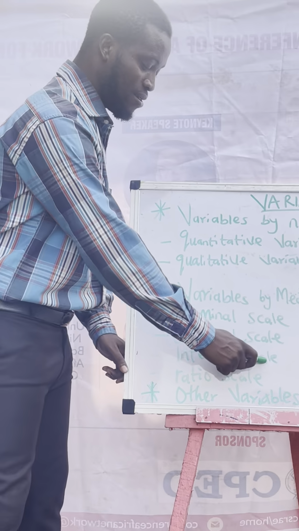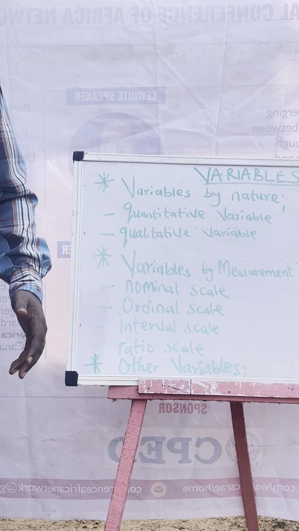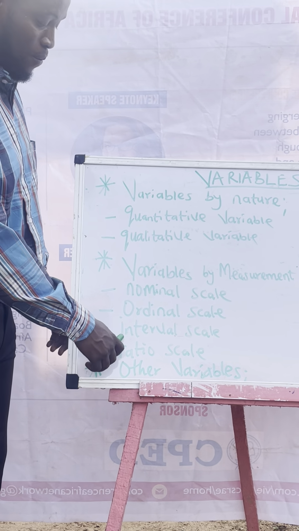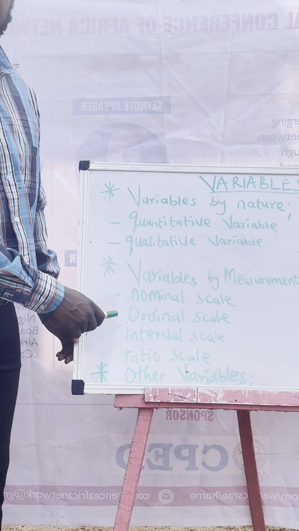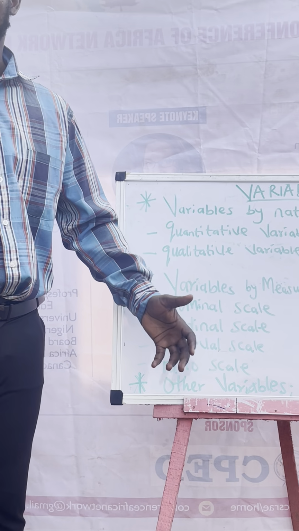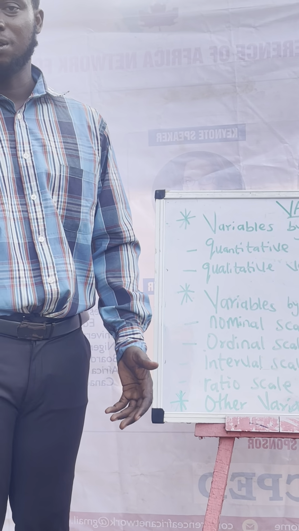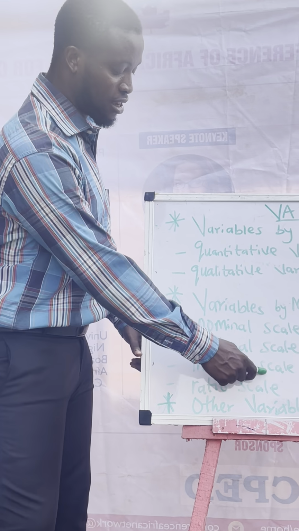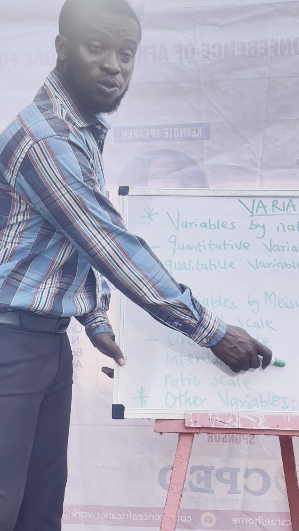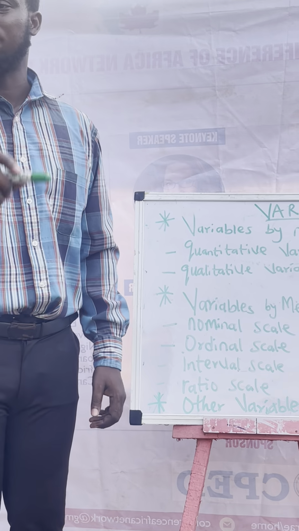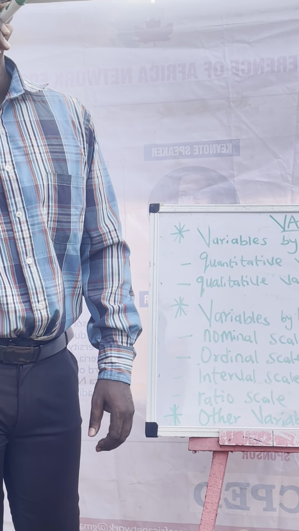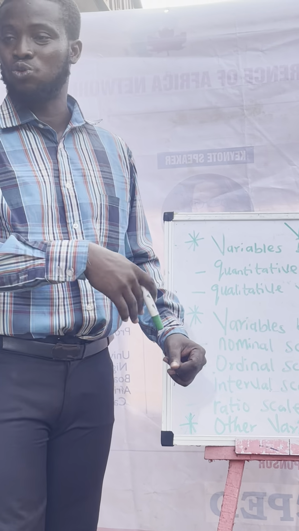The interval scale also has numerals. In this type of scale, the data collected all have equal intervals. You understand? But the difference between this scale and the ratio scale is that there's no zero point here. It's not like there's nothing like zero. Here we start from 0.1 and place it down.